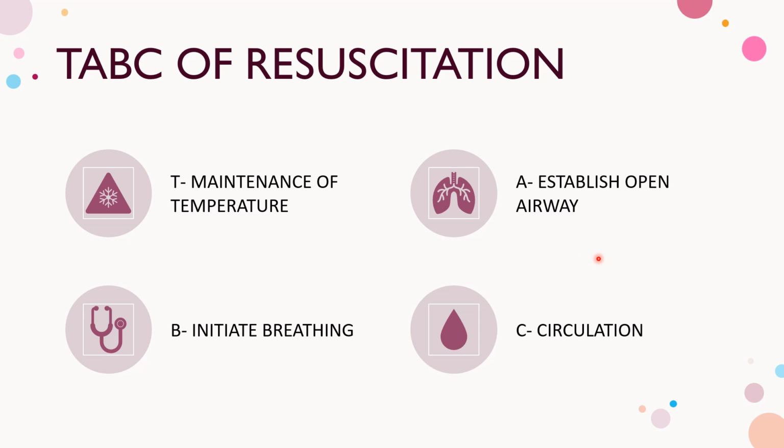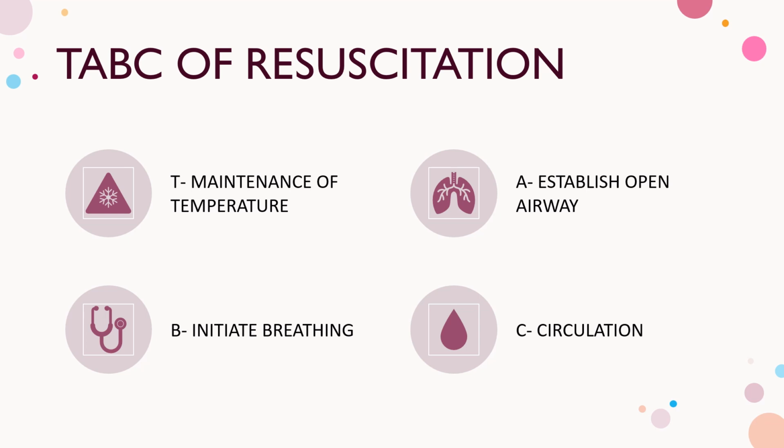Next is establishing an open airway. Position the infant, suction the mouth and nose if there are any secretions. Also, in a few cases, the trachea also has to be suctioned, and ET tube intubation if it is needed. Next is initiating breathing. Tactile stimulation should be done to initiate respirations, and PPV, positive pressure ventilation, when it is necessary, using either an ambu bag and mask or ET tube. The fourth one is circulation, that is chest compressions and medication.